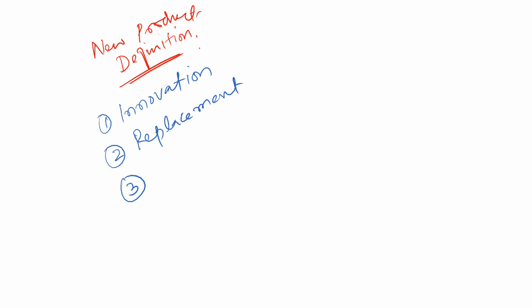And the third one, new product, is something that is called imitation. We're going to discuss these three quickly. What is a new product? A product that is an innovation, a product that is a replacement, or a product that is an imitation. Imitation in some books is also called Me Too product or copy ideas. So a replacement, an innovation, and an imitation.